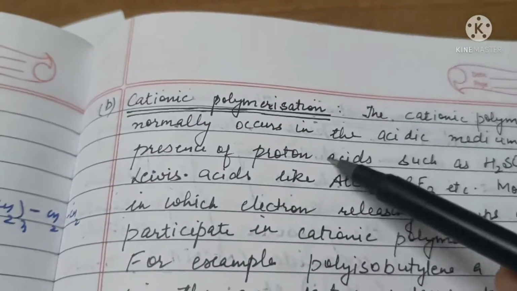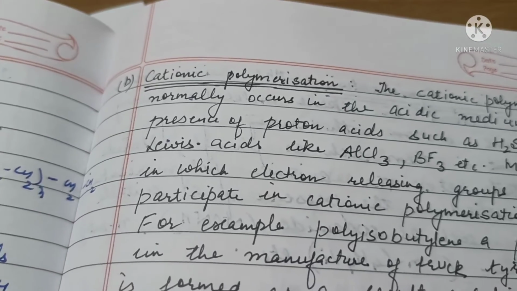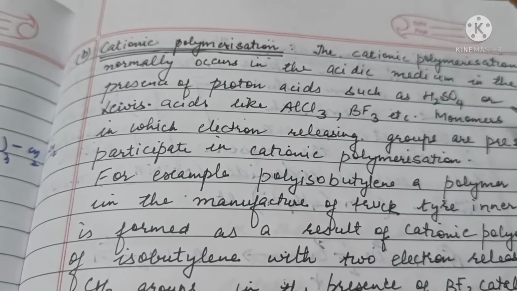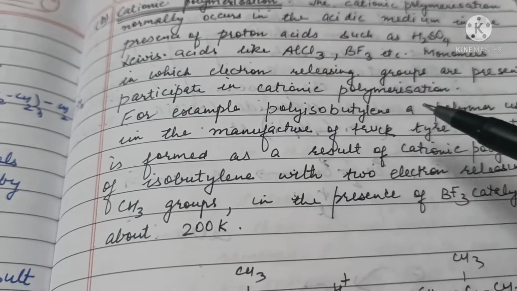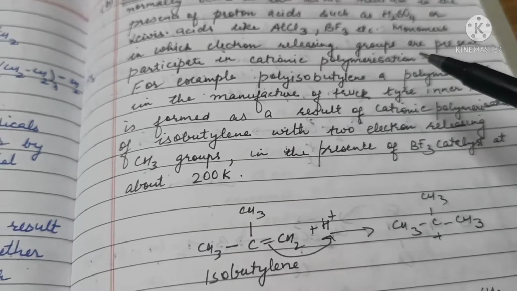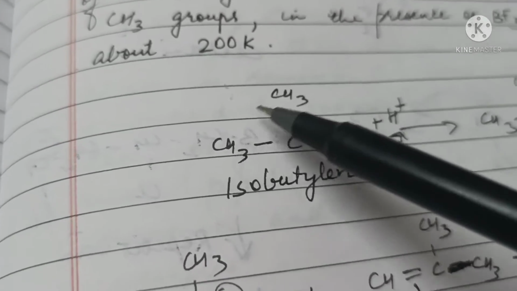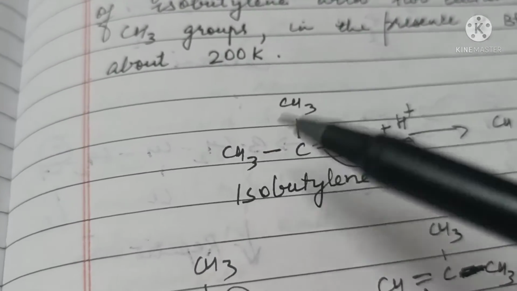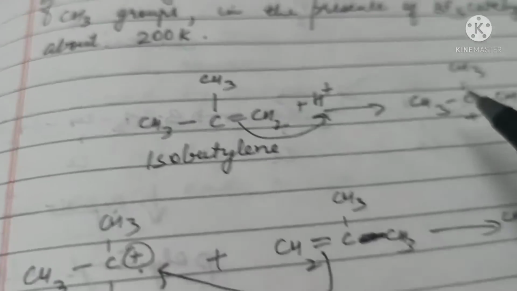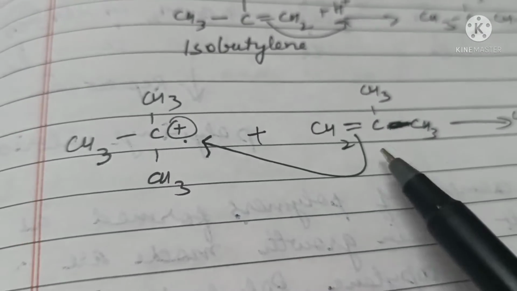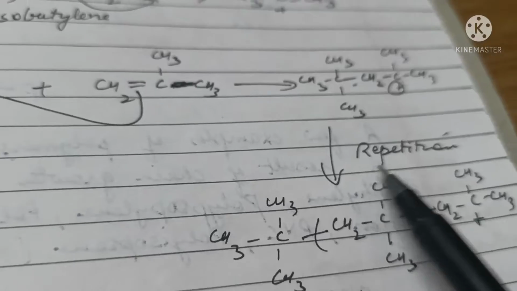Then cationic polymerization normally occurs in the acidic medium in presence of proton acids like sulfuric acid or Lewis acids like aluminum chloride, BF3, etc. Monomers in which electron releasing groups are present participate in cationic polymerization. For example, in isobutylene, there are two methyl groups which are electron releasing in nature. In the presence of acid, a cation is formed. This cation will then take up the electrons of another alkene molecule to form a longer chain. This is repeated again to form a polymer.